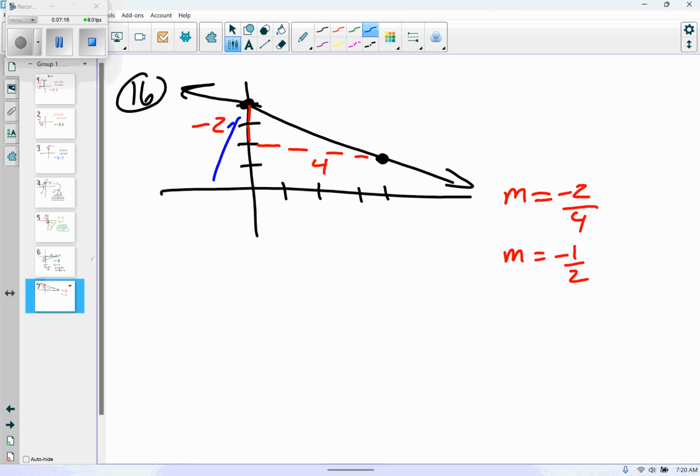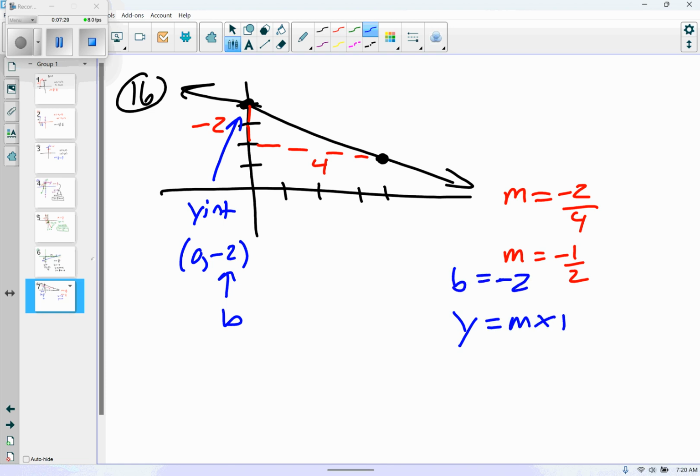That's going to be my y-intercept. So that's going to be at (0, -2). So my b value is the y value of that. And we use the template, b equals -2. And then y equals mx plus b. Let's plug -1/2 in, and then -2. Okay, so that's basically the homework.